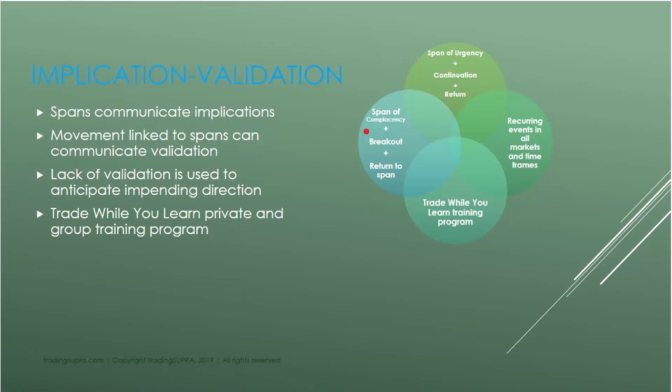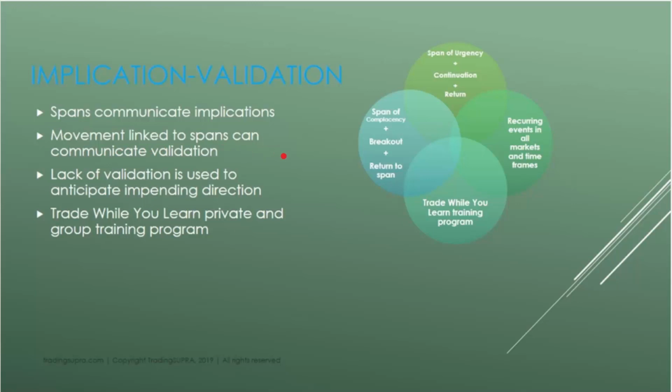Now, we've talked about this generally, but I'm just going to spell out here. The span of complacency, the span of urgency, these are recurring events that happen in all markets and all time frames. And what's happening is the market's implication and validation sequence. And so the market communicates and implies, let's say it springs up, just jumps up, ES, let's say ES, it jumps up 18 points. Well, that communicates bullishness. That implies, hey, there's a bullish scenario that just developed.